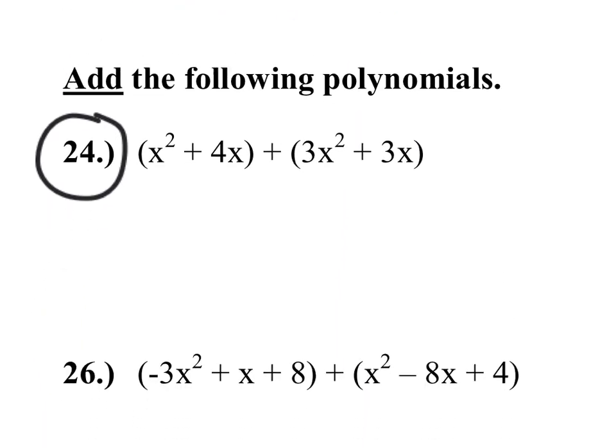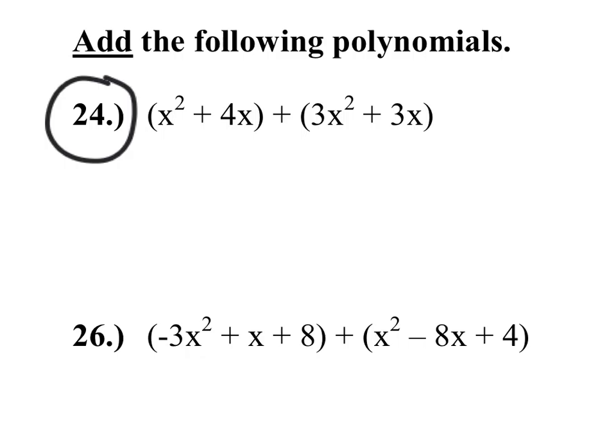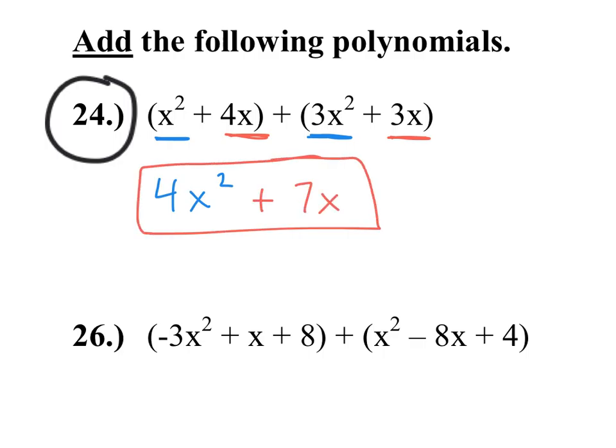Finally, let's look at 24. We're going to add the polynomials. For us to add the polynomials, we need to combine like terms. So we need to combine the two x squared terms, and we need to combine the two terms with just an x. So the first one is like 1x squared. So 1x squared plus 3x squared is 4x squared. And then for the term with just an x in it, 4x plus 3x is 7x. And there's our final answer, 4x squared plus 7x.